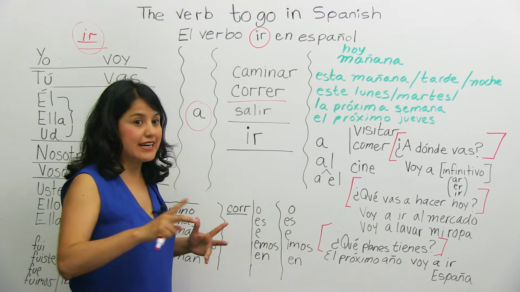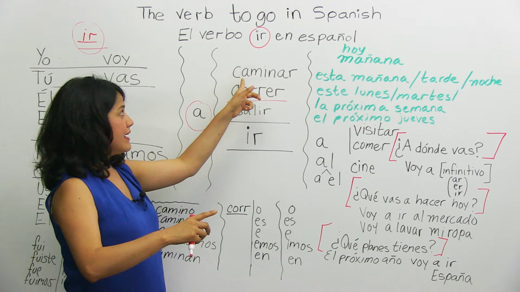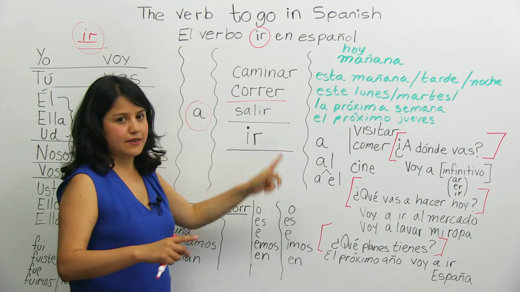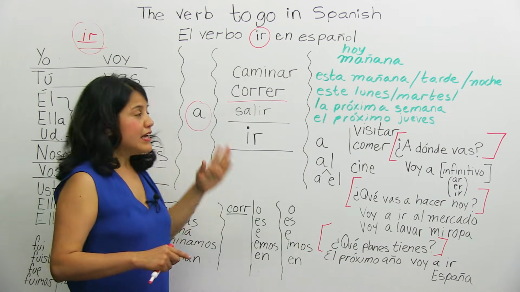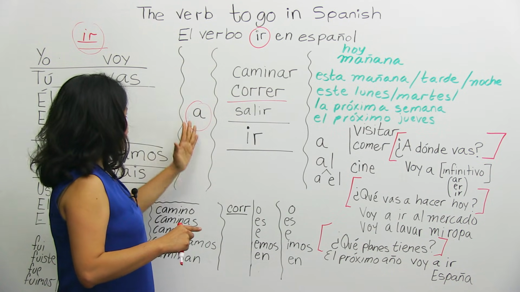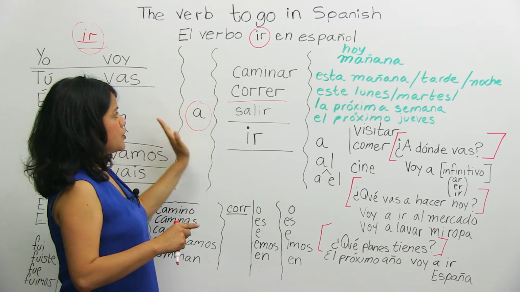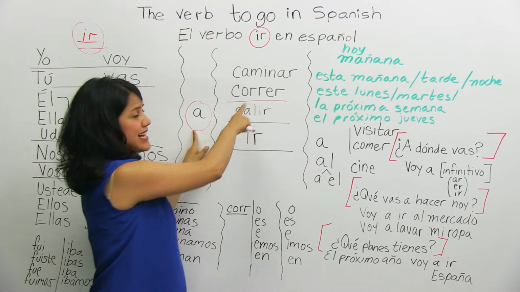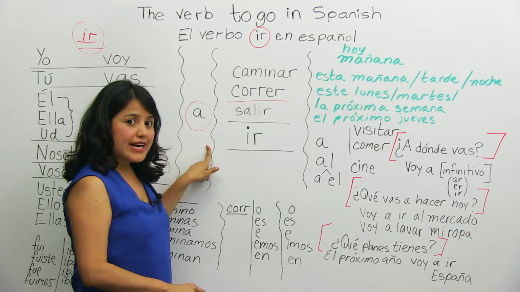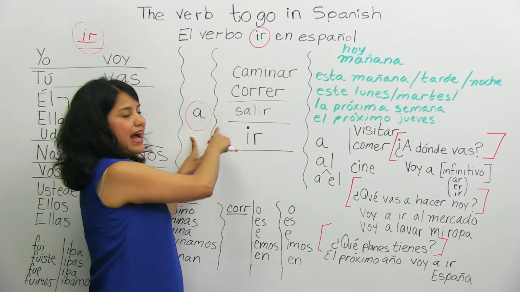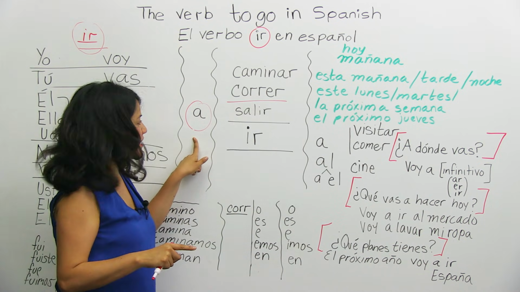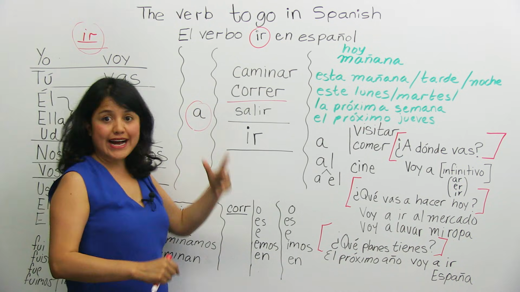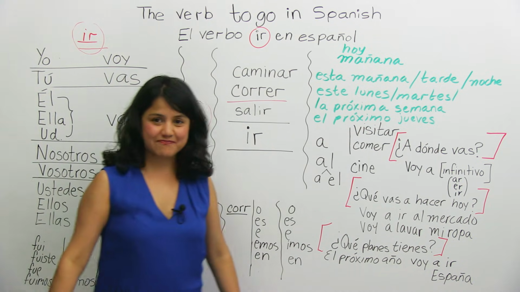Well, in Spanish, that infinitive has the equivalent endings ar, er, ir. Okay? This is a rule when you say, I'm going to walk, or I'm going for a walk. Voy a salir. Voy a correr. Voy a caminar.